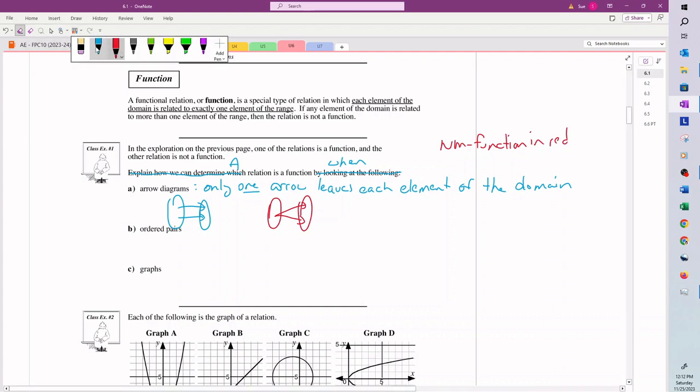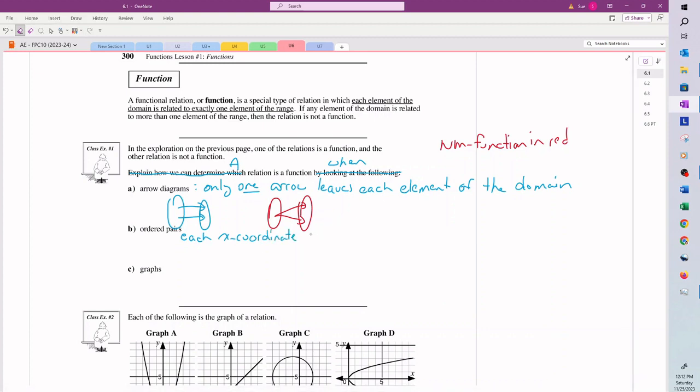Okay, for an ordered pair, each x coordinate should have only one corresponding y coordinate. So if I have 2 and 3 and 7 and 9, that's a function.